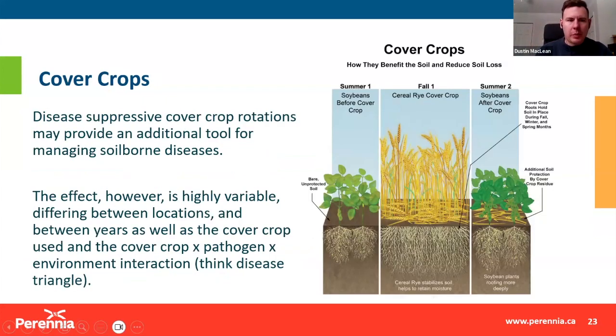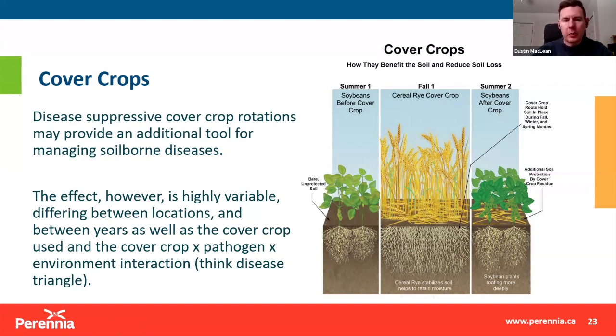insects. Cover crops: disease suppressive cover crop rotations may provide an additional tool for managing soil-borne diseases. The effect, however, is highly variable, and it differs between locations, between years, as well as the cover crop used and the cover crop by pathogen by environment interaction. So like I said before, thinking about that disease triangle, we're looking for cover crops that are not susceptible to the pathogen. They don't create a favorable environment for the pathogen.